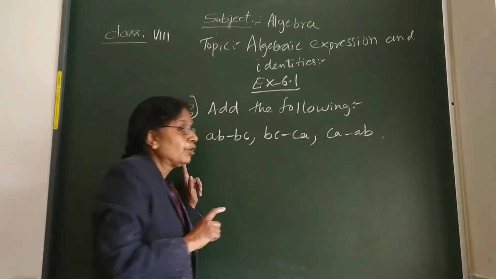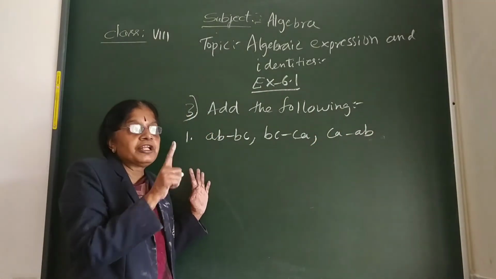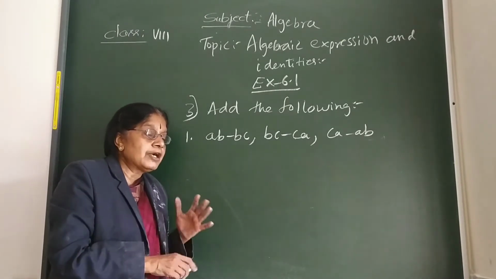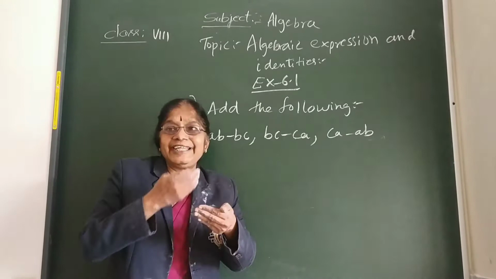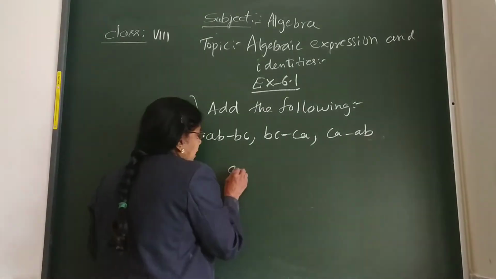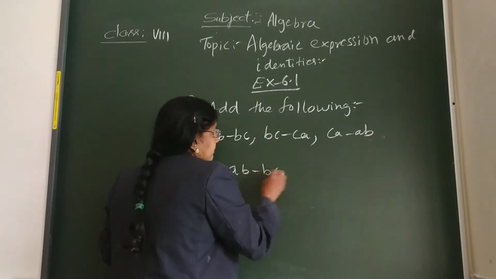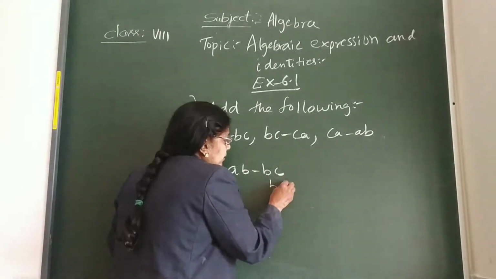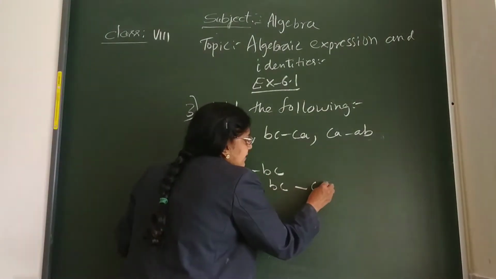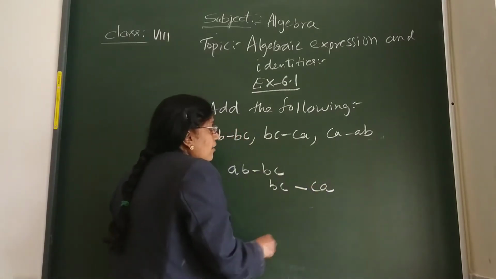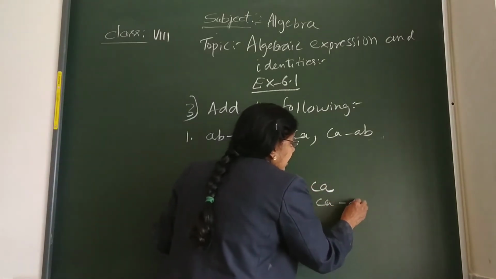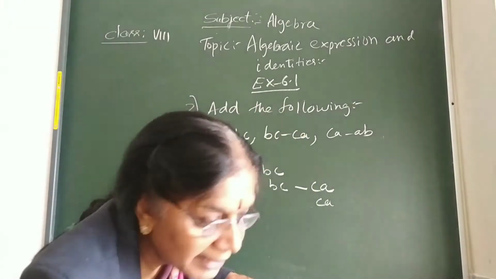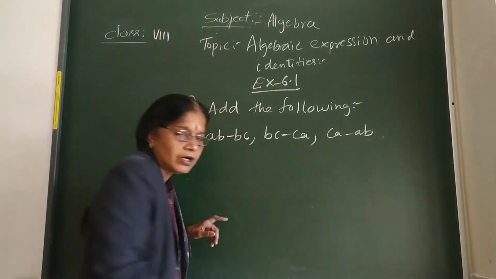I already told you monomials means horizontal. This is binomials. Binomials means what we are going to do? We are going to keep one below the other. So first I am going to write down AB minus BC. Below that I am going to write down BC minus CA. Below that I am going to write down CA minus AB. Or we can do it in this way also.